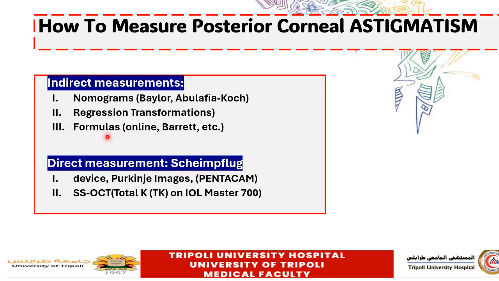However, the initial one was indirect measurement based on the anterior K reading, so they can predict the posterior corneal curvature. Of course, these are indirect measures based on the normal relation between the anterior surface and the posterior surface of the cornea, so they cannot be used in cases of altered posterior surface or altered anterior surface, like in cases of post-LASIK or post-radial keratotomy. However, the direct measurements, because they directly measure the curvature and the power of the anterior and posterior surface, can be used even in cases of post-LASIK and radial keratotomy.